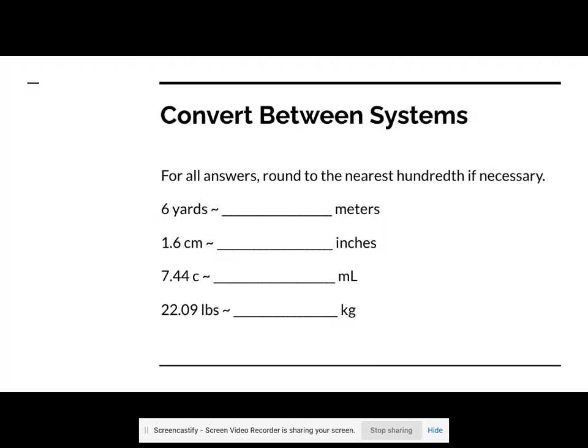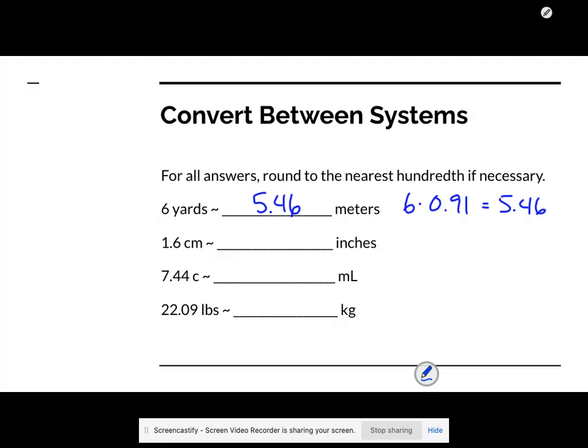So for this here, we would round to the nearest hundredth if necessary. And so, 6 yards. Well, I know that a meter is 91 hundredths. So this ends up equaling 5.46, which would be my final answer, or 5 and 46 hundredths of a meter.